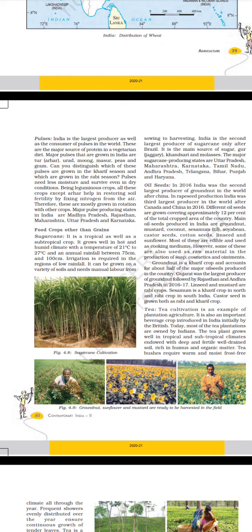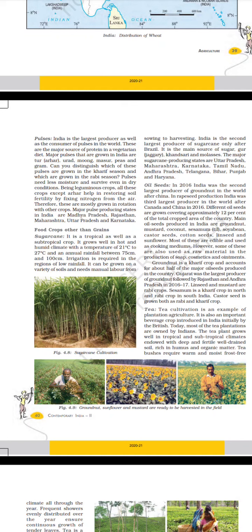Oil seeds. In 2015, India was the second largest producer of groundnut in the world after China. In rapeseed production, India was the third largest producer in the world after Canada and China in 2015. Different oil seeds are grown covering approximately 12% of the total cropped area of the country. Main oil seeds produced in India are groundnut, mustard, coconut, sesame, til, soya bean, castor seeds, cotton seeds, linseed, and sunflower. Most of these are edible and used as cooking mediums.